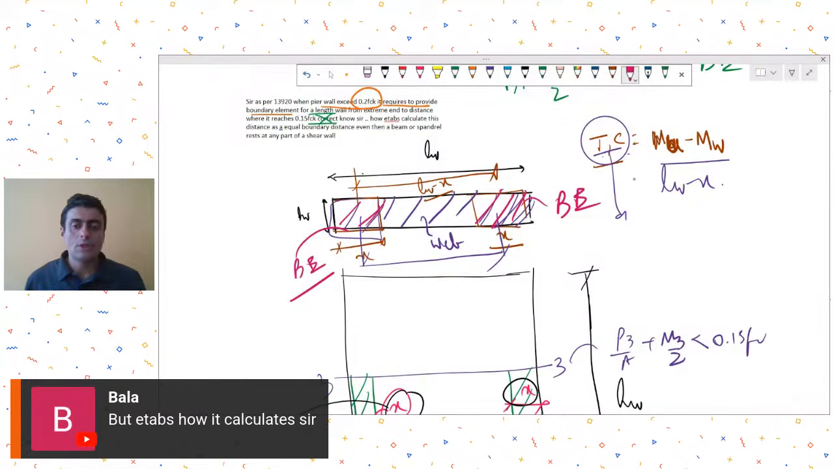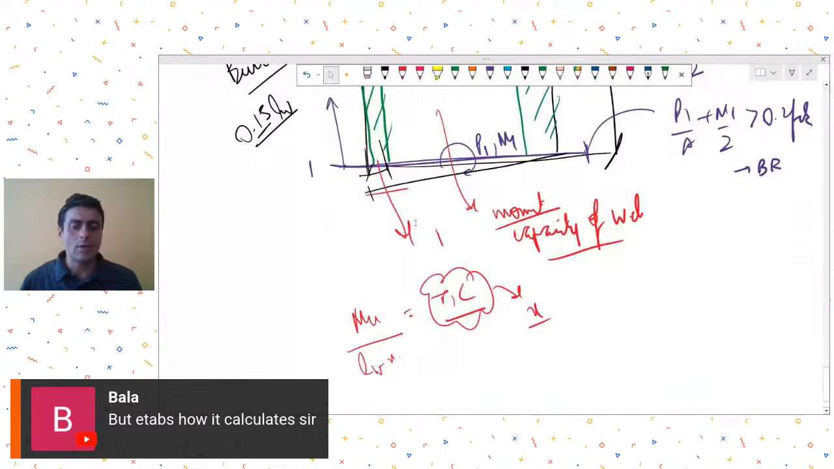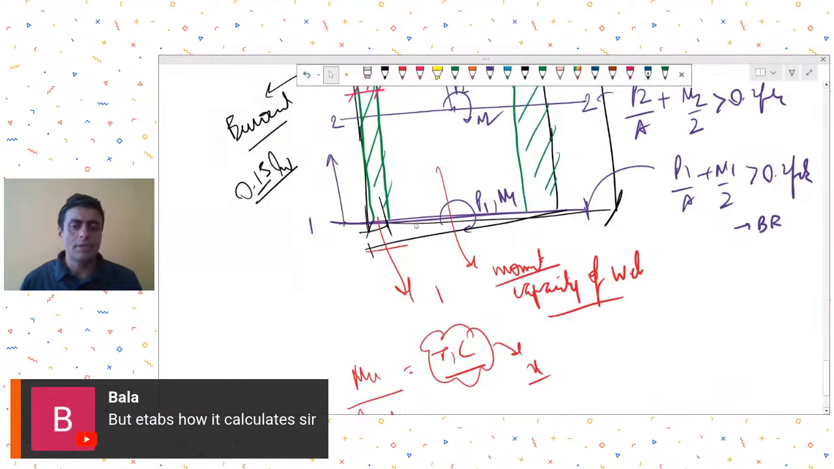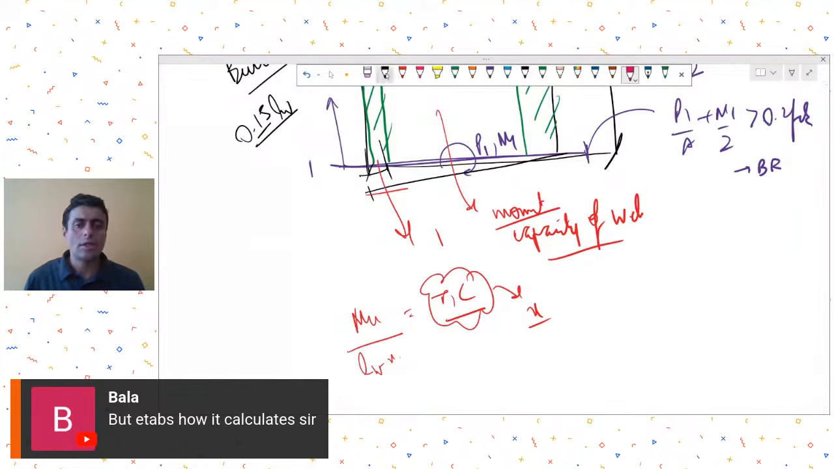So in our courses on seismic design for 1893 and 13920 and our basic course on RCC design, we have covered these issues in great detail. There we have discussed how to do all these boundary element based calculations, but do not follow the boundary element calculation by ETABS because it does not consider the moment capacity of the web. It uses a simplified TNC approach to give you the x dimension for boundary element. So just don't use it.